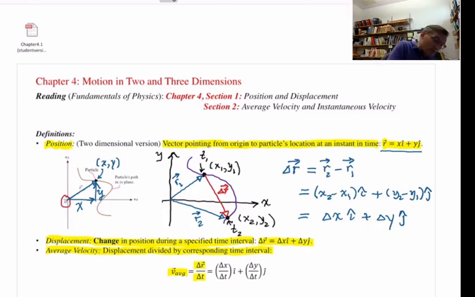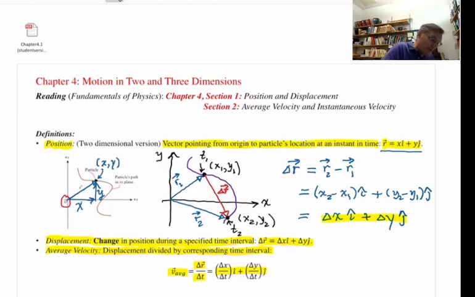But wait a minute. We already have an expression for delta r arrow. It's right there: delta x i hat plus delta y j hat. So divide that by delta t, and you have this formula, which is very handy for calculating the average: take delta x divided by delta t and multiply that by i hat, plus delta y divided by delta t times j hat.